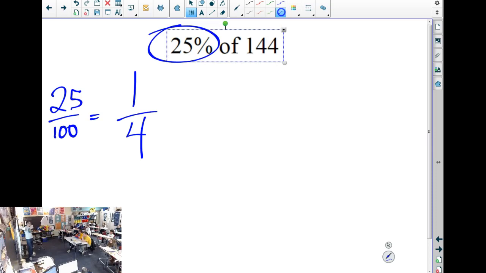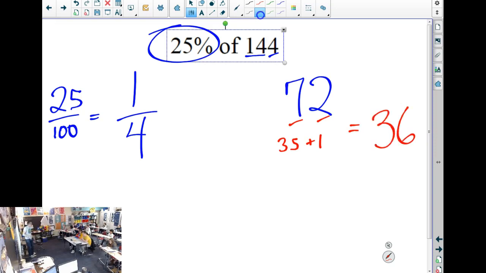But can I divide this by 2 pretty easy? What's half of 144? Yes, right, break it. 140, well, half of that's 70, and then half of 4, 2. Can I break this up again? Yeah, what's half of 70? 35. What's half of 2? 1. So we get 36 for our answer of just 1/4 of 144.